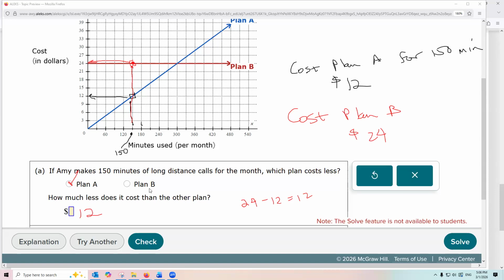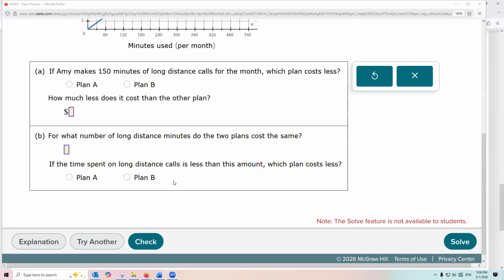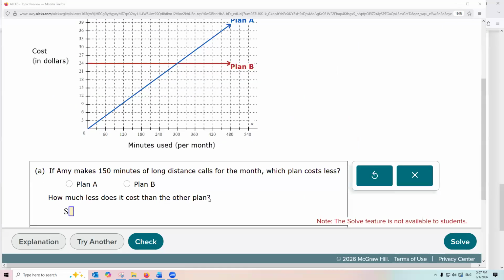Let's see what part B is about. It says, for what number of minutes do the two plans cost the same? All right. Well, if I go to the graph again, where the cost is the same will be where the two graphs intersect each other. So right here at this point, both plans cost $24. How many minutes is that? It looks like it's going to be 300 minutes. So the answer to part B is 300 minutes. The plans will have the same cost, namely $24.